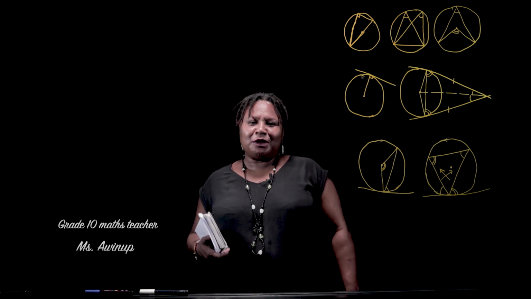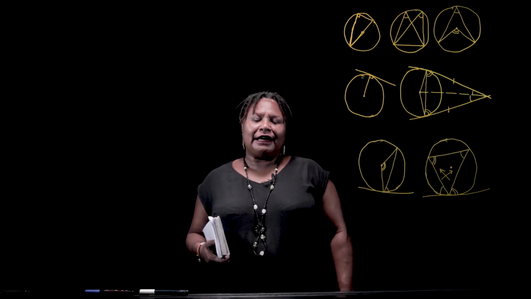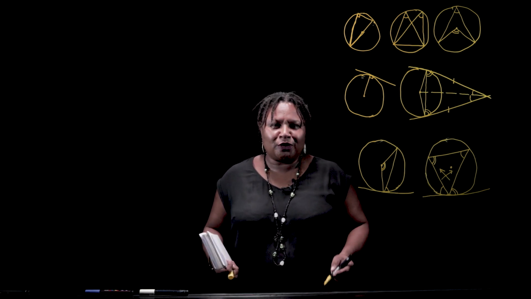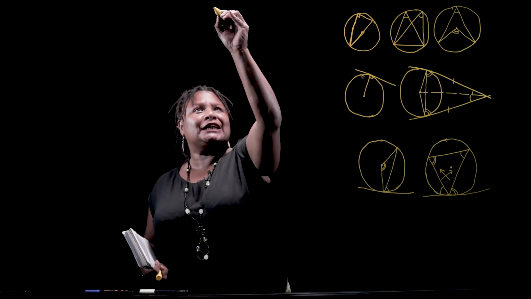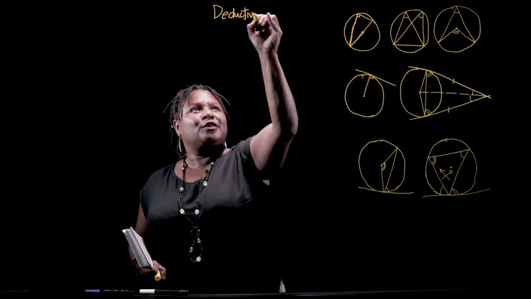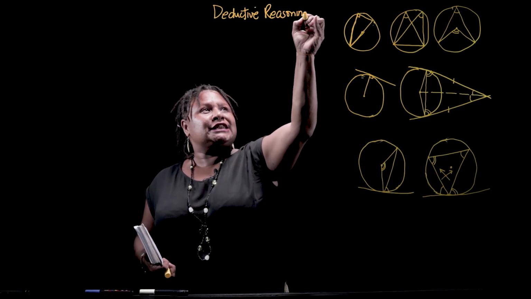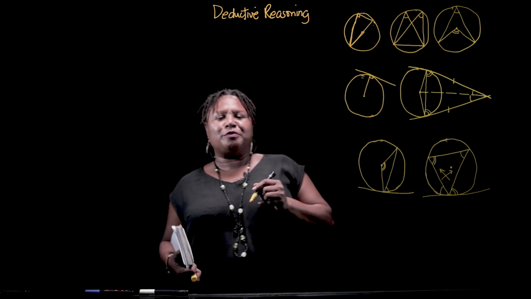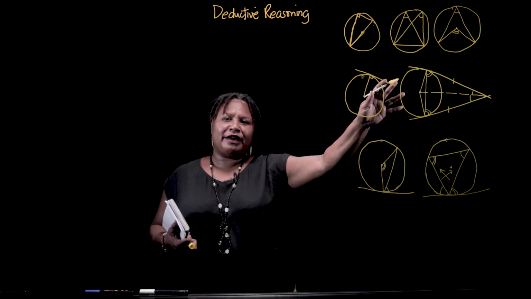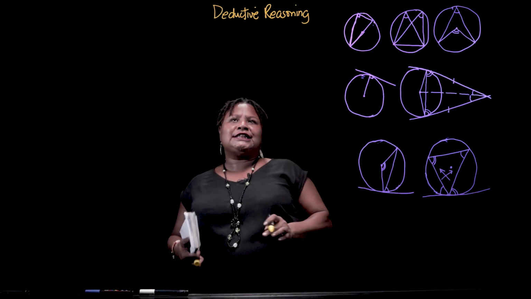In our last lesson, we looked at tangent and chord properties in a circle. In today's lesson, we are going to look at deductive reasoning. Deductive reasoning, in terms of circle geometry. Now, you will notice we have a few diagrams to the right of the board. We will get to that.